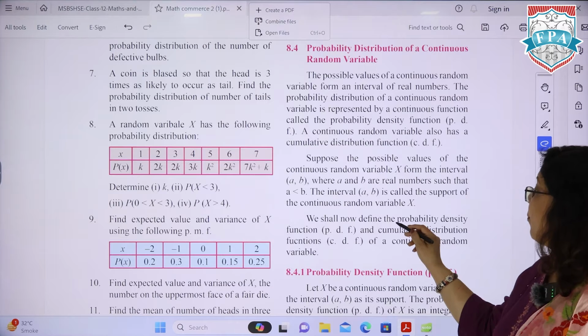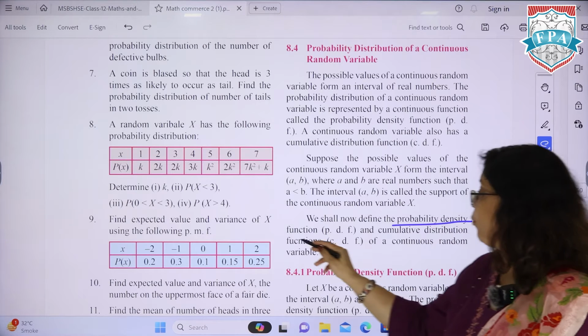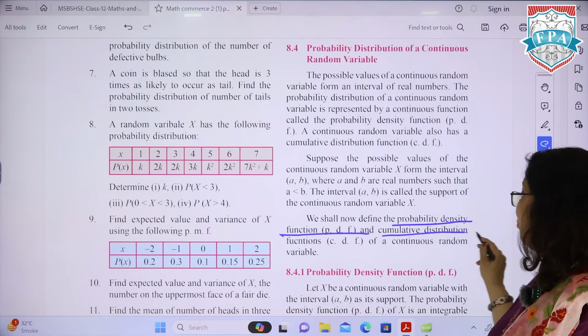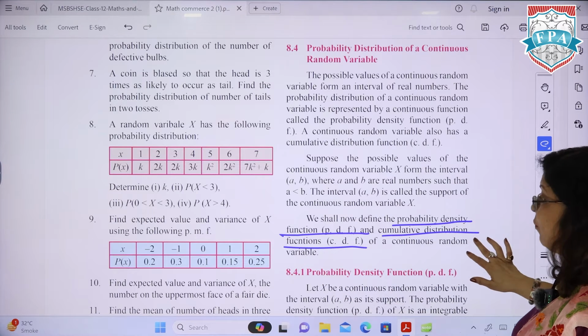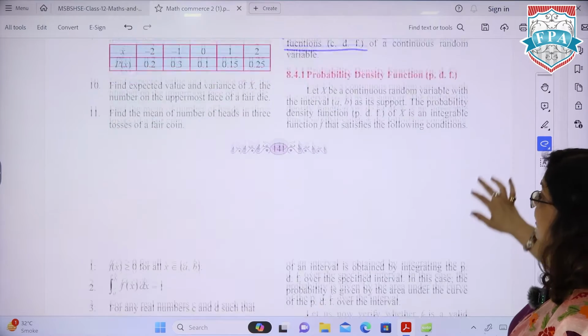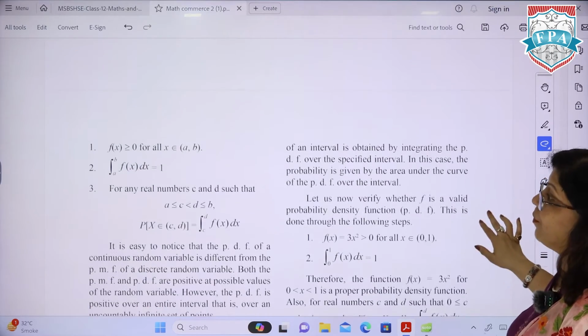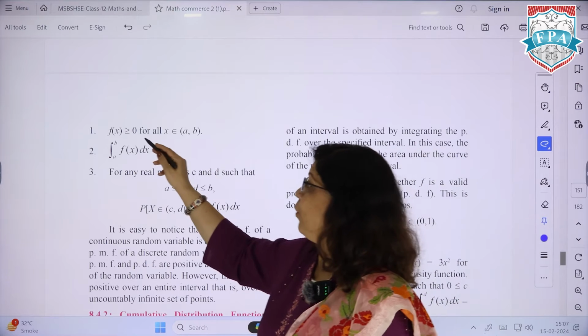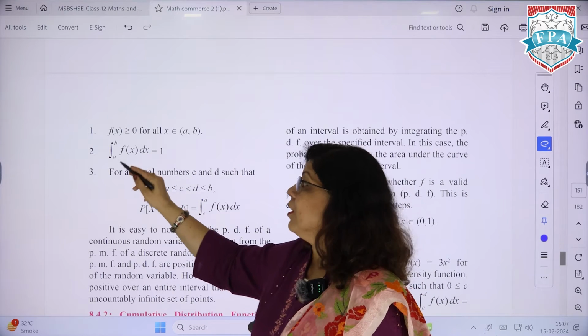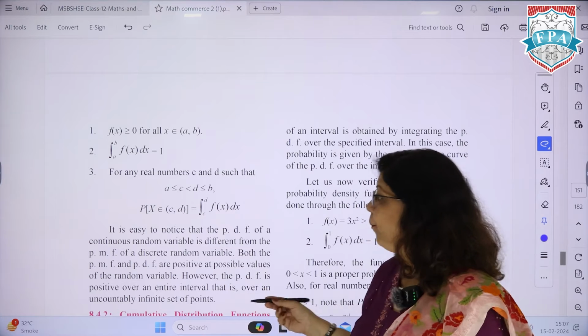So here two terminologies are important: probability density function and cumulative distribution function. So PDF and CDF of the thing. Let's first understand the probability density function. We calculate the things f(x) greater than or equal to 0. This is the first condition. The sum total has to be 1.